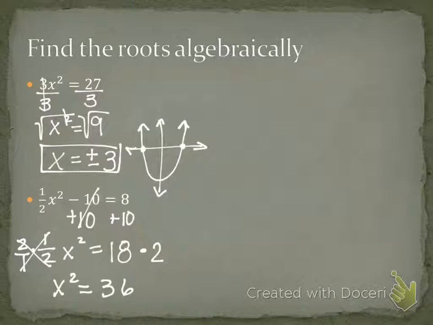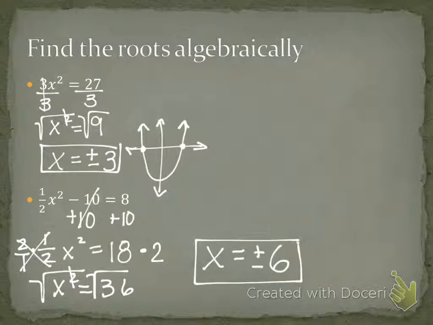What would I do now, Haley? Very good. Square root on both sides. And I get x is equal to what? 6. Would it just be 6? Positive negative 6. Very good. So that's all we're going to do today in order to find the roots algebraically.